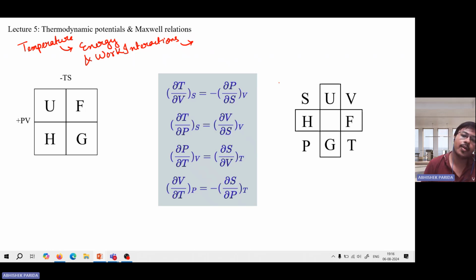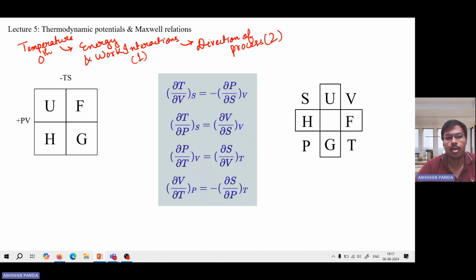Now, the second law of thermodynamics tells us the direction in which the process takes place. So this is the second law of thermodynamics, this is the first law of thermodynamics, and this is the zeroth law of thermodynamics.